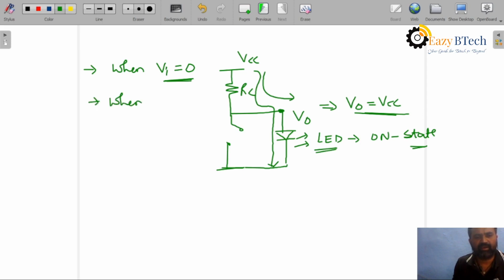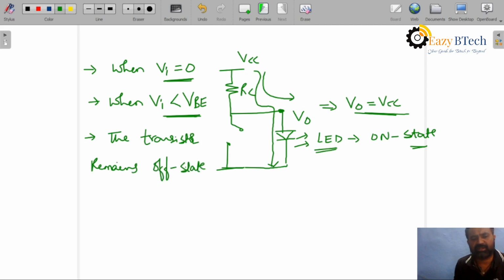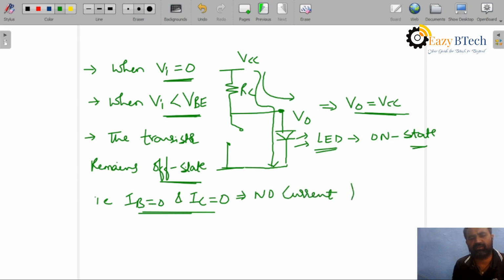Similarly, when Vin is less than VBE, in this case also the transistor remains in the off state. That is, IB is 0 and IC is also 0. No current flows in the transistor. Is it clear? This is the switch operation. Next case.